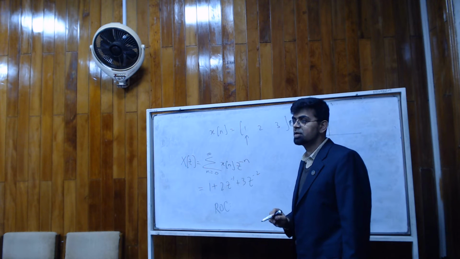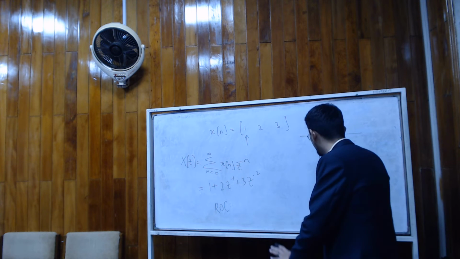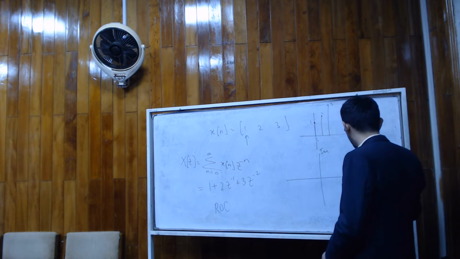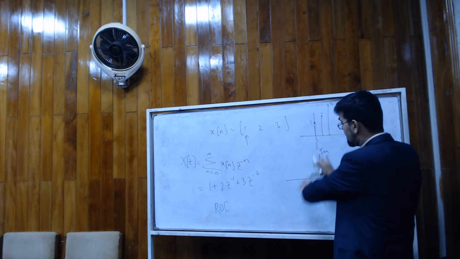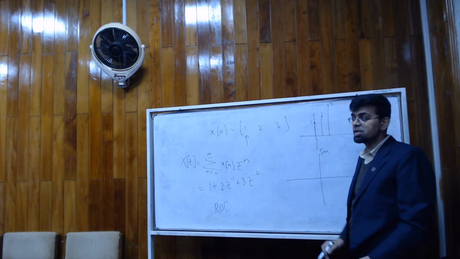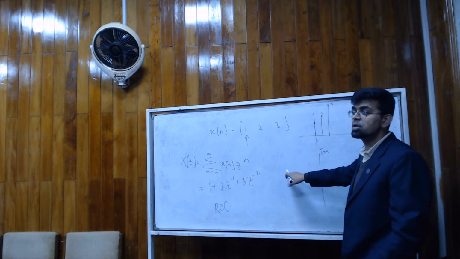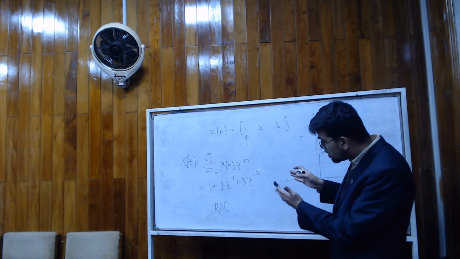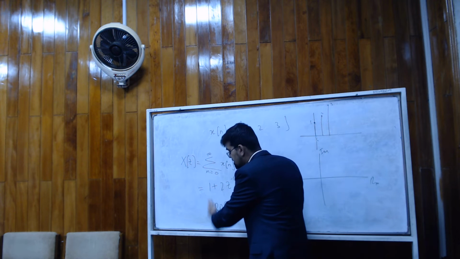Which values are allowed? Remember, Z is what? A complex number. This is the complex plane. This is the imaginary part, this is the real part. A complex number can exist anywhere, just like a real number lies on this line. A complex number can be anywhere on this plane. That's Z. But now, what does this restrict Z to?